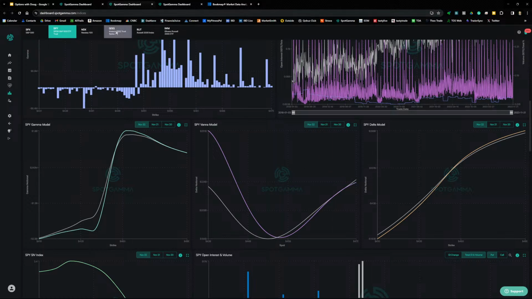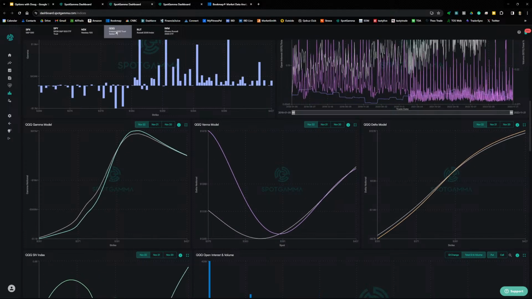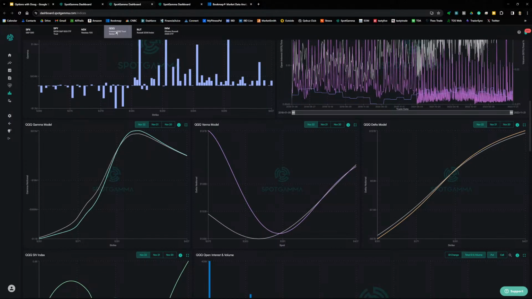And finally, let's check QQQ. QQQ trading above the call wall absolute gamma strike right now at 391. Again, also at the bottom of the curve, showing if price continues to increase, there will be more resistance from market makers, in this case selling NQ futures.